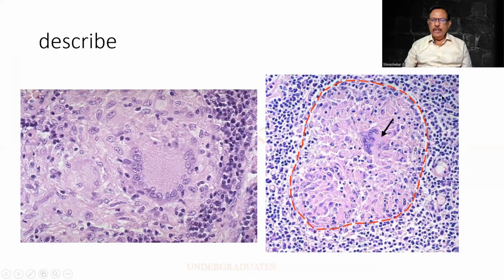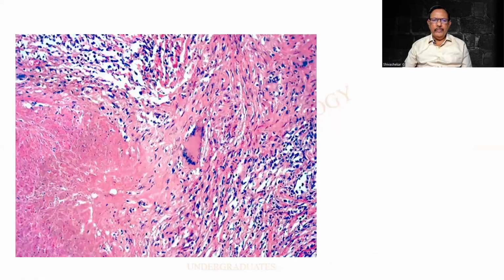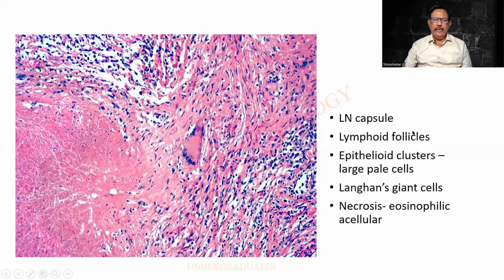So this is the normal lymph node that I am seeing in the background. Sometimes in your slides, you'll be finding acellular region. That is the region of necrosis. With these giant cells, I should be able to make a diagnosis. The rest of it, you people should be able to describe.